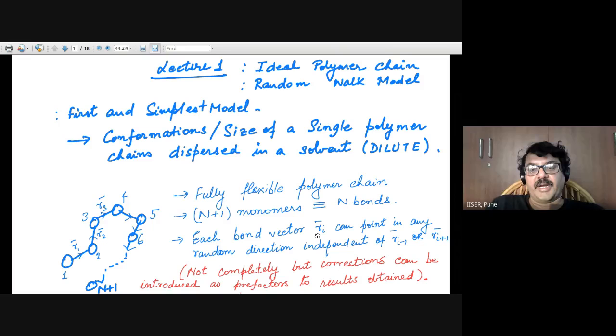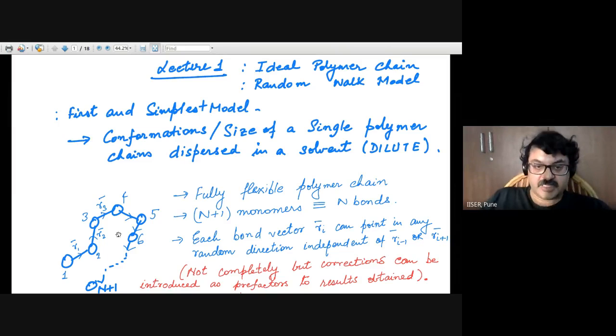So each bond vector Ri can point in any random direction. R2 can even point along minus R1, if the case may be, or R2 might be exactly along the direction of R1 as well. So each bond vector can point in any random direction independent of Ri minus 1 or Ri plus 1. Similarly, if you take R3, this is Ri minus 1 and this would be Ri plus 1, and R3 can take any direction independent of the direction of R2 and R4.